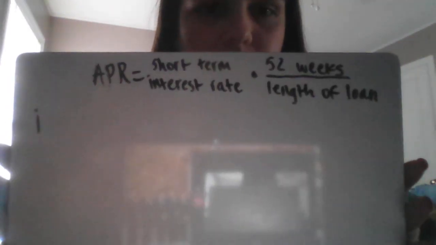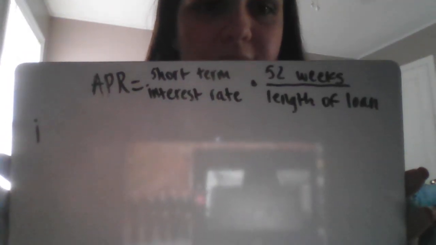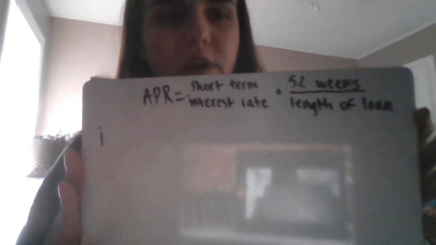So number one is, suppose you wish to borrow $700 for 5 weeks, and the amount of interest you pay is $20 per $100 borrowed. What is the APR at which you are borrowing money? So my formula for APR is written right here. It's the short-term interest rate times 52 weeks over the length of the loan.